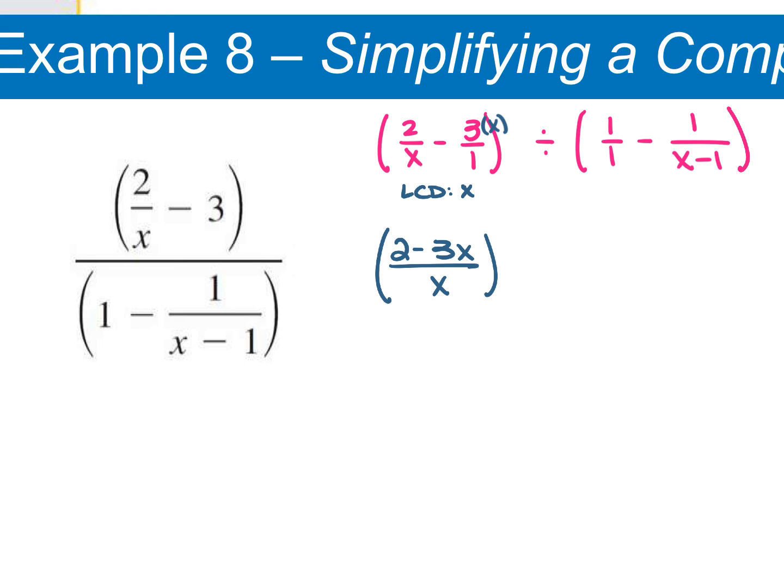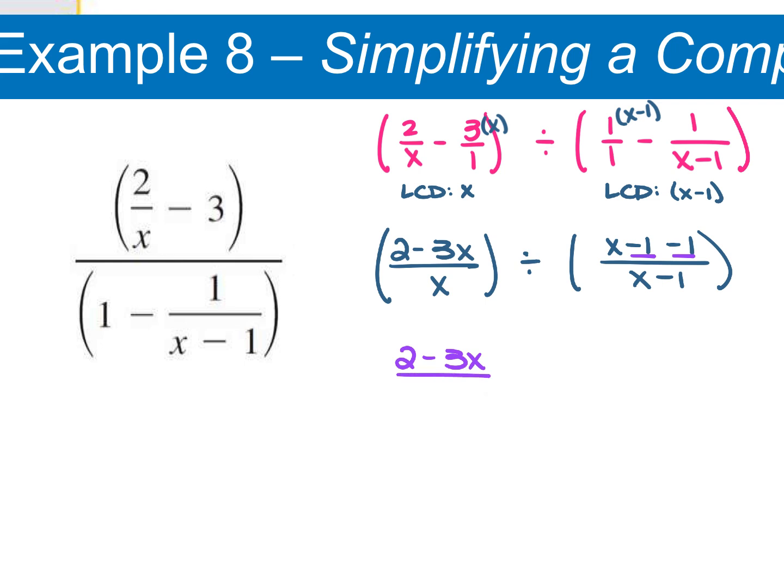For the second set of parentheses, your least common denominator is x minus 1. So we're going to multiply that first fraction's numerator by x minus 1. And that's going to give us x minus 1 over x minus 1. Combine your like terms in that second fraction. The negative 1 minus 1 gives us negative 2. So that's 2 minus 3x over x divided by x minus 2 over x minus 1.